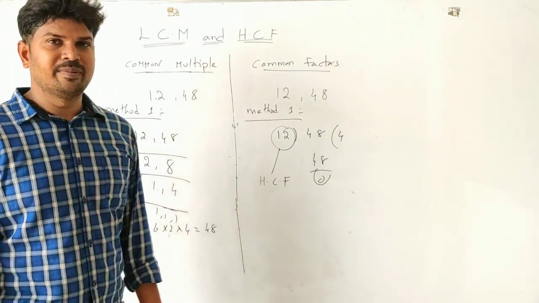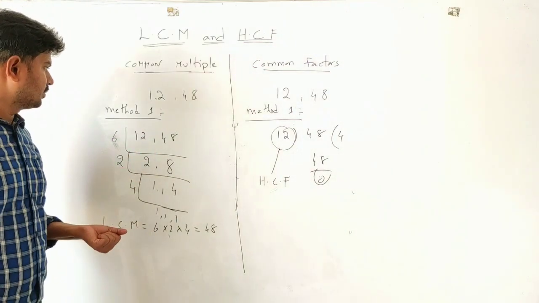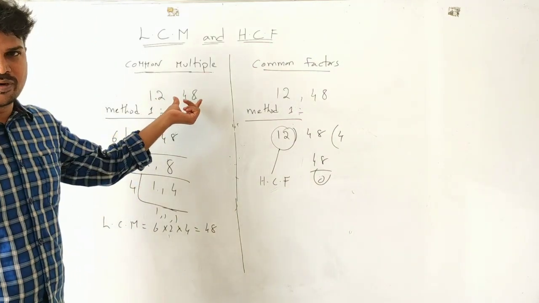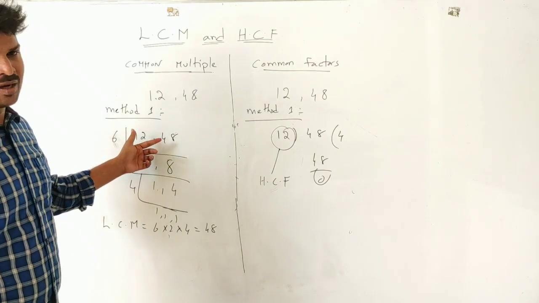Let's learn different methods of finding this LCM and HCF. Let's go to method 1. Here, whatever numbers you have to find the LCM of, keep them like this, separated by a comma, and divide these numbers with some common prime multiple.